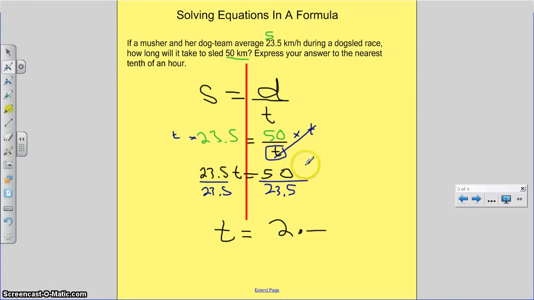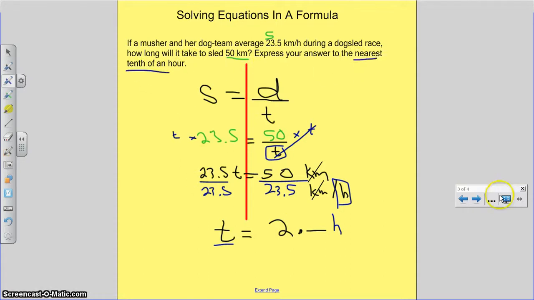So the 50 was kilometers. The 23.5 was kilometers per hour. Well, those actually cancel, and look what units are left over. So when we see that canceling, the kilometers and the kilometers, what's left is hours. If we think about what it is, we're talking about time, so it's 2 point whatever hours, and we're going to round it to the nearest tenth of an hour.